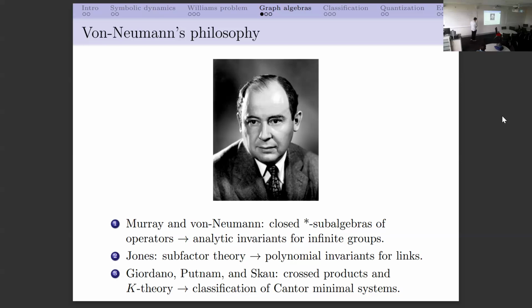Another sort of nice example is the work of Giordano, Putnam, and Skau. They consider dynamical systems of the following form. These are called minimal Cantor systems. It means you have a homeomorphism on a Cantor set, which has no non-trivial, non-empty, proper closed subspaces that are invariant under the homeomorphism. Okay, so the question about these guys is, when do they have the same orbits? When is there a homeomorphism between Cantor minimal systems that maps one orbit to another?